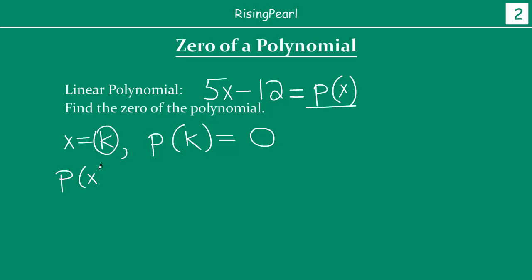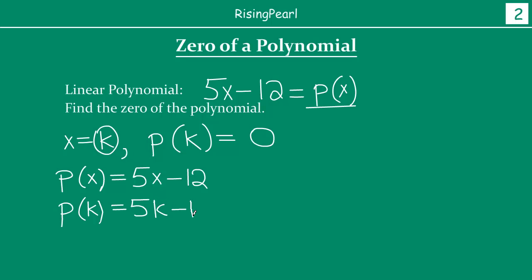So we have p(x) is given as 5x minus 12. If this is my polynomial, what will be the value of this polynomial at x equal to k? We will simply replace x by k. So it will be 5 times k minus 12. Now in order for k to be the 0 of the polynomial p(x), this value must be equal to 0. That is by definition. And then solving this equation will give us the value of k.